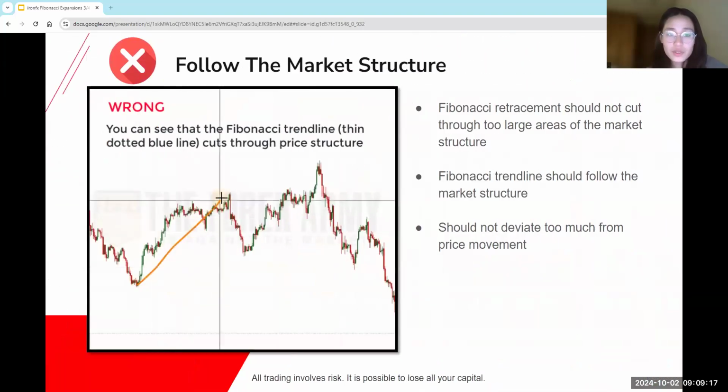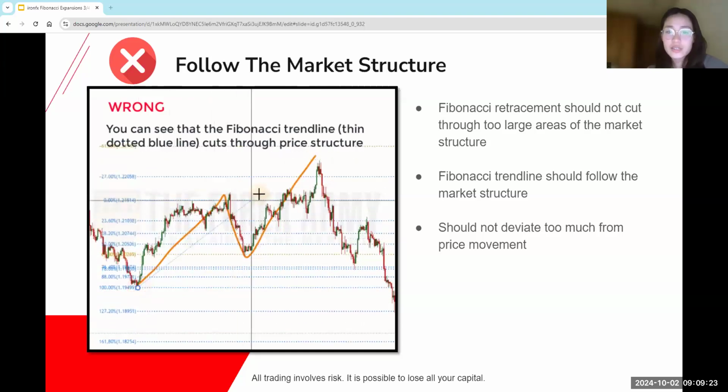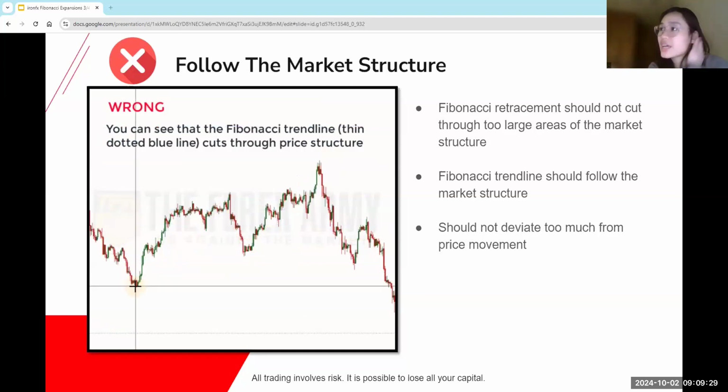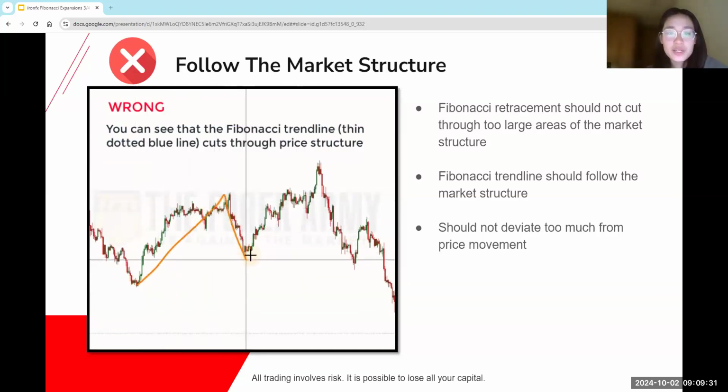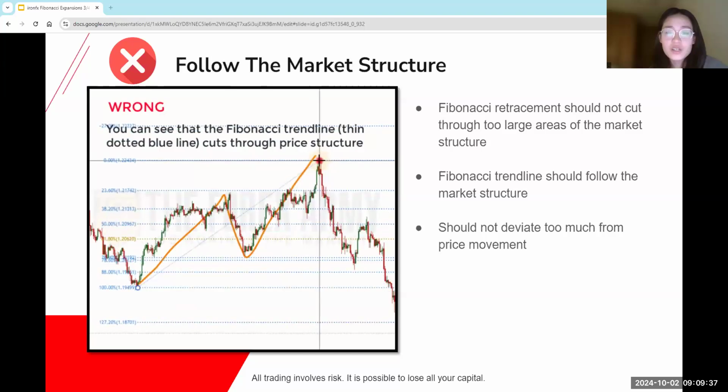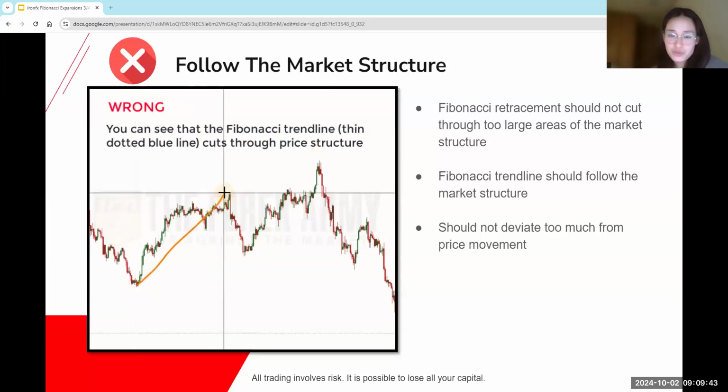Okay, following the market structure. So here's an example of how not to draw a Fibonacci retracement trend line. Your Fibonacci trend line must follow price structure clearly. In this case, there is a zigzag structure, and the retracement drawn here cuts through the market structure, making it less effective. So when you're drawing a trend line, you should follow the movement of price and not deviate too much from the price movement.